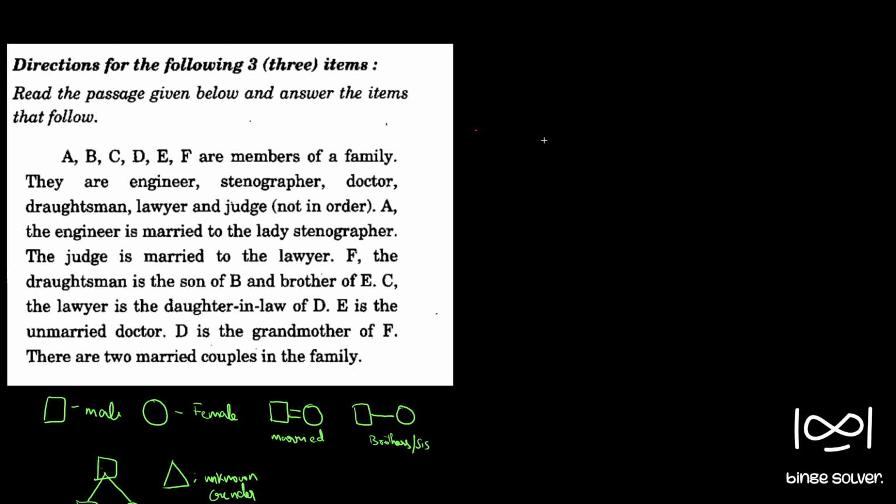A, the engineer, is married to the lady stenographer. So we know that A is male. So we'll just draw A married to steno. Okay, we don't know who that is. That is the information given. The judge is married to the lawyer. So we don't know the gender of the judge, so I'll just draw a triangle. Judge is married to a lawyer.